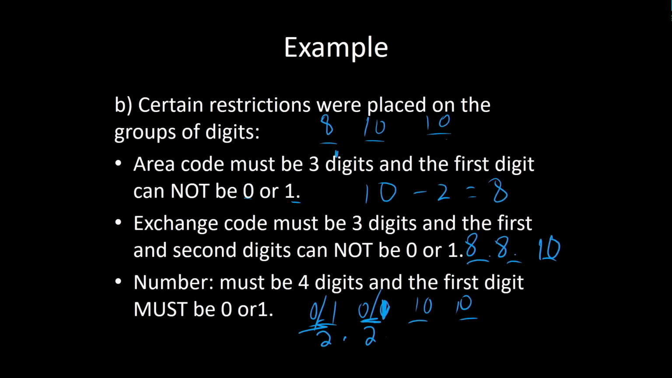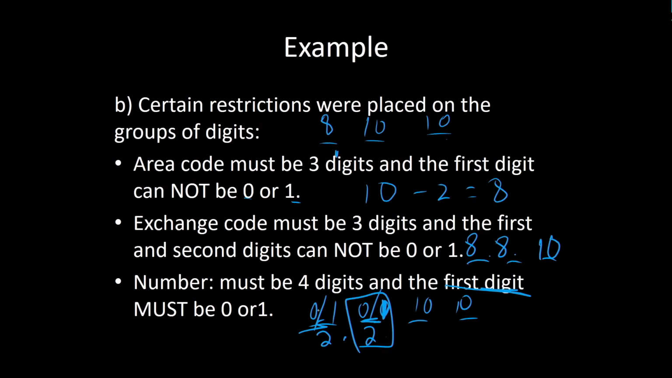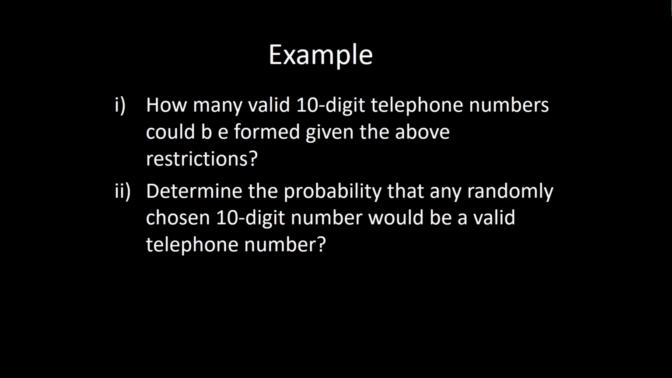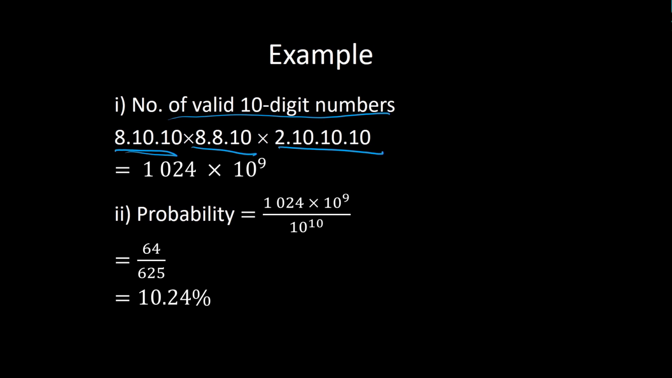All right, so here I've made a little error. I see here I've said the first 2 digits must be 0, 1, but they said it's only the first digit that must be 0, 1. So that's why it's so important to also read your question carefully. It's so easy to make a careless mistake like that. So the first one only has to be 0, 1. So there's a restriction only on that first number. So this would be 2 times 10 times 10 times 10. All right, so if we multiply all of that together, you get 1024 times 10 to the power of 9.